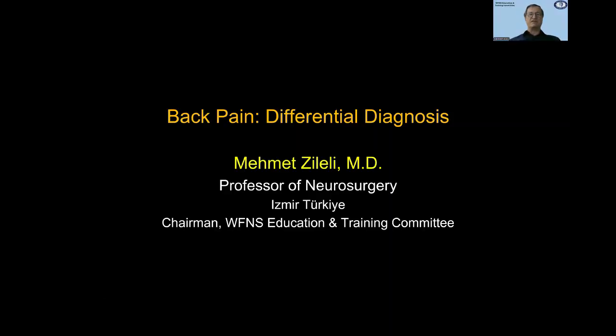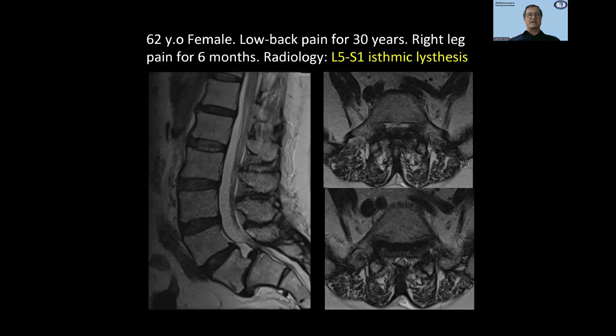We will start with the back pain differential diagnosis. And I will start by showing you a case, a very simple case actually. This is a 62-year-old female patient who has had back pain for many years, but for 6 months she says she has right leg pain. And the radiology shows L5S1 isthmic type of listhesis, and the disc height has decreased, and many people would see these films and think that the pain is because of this listhetic segment, and would like to make a fixation for this lady.